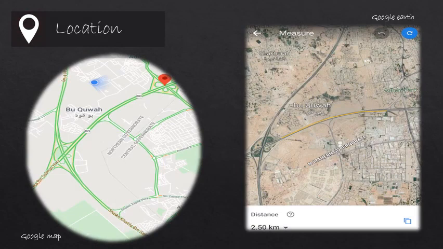This highway connects Al Jafar with Tubli towards Bu Quwah, Sar, and Janabiya, including villages and areas in between. In this case study, we're going to focus only on the segments specified in the maps.